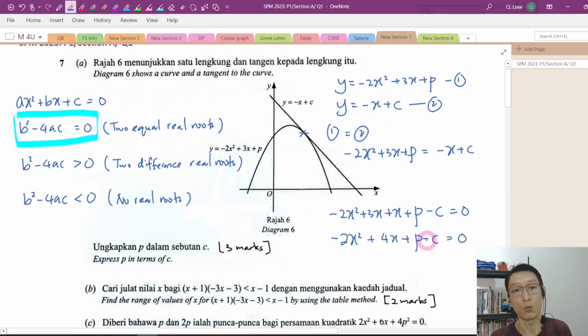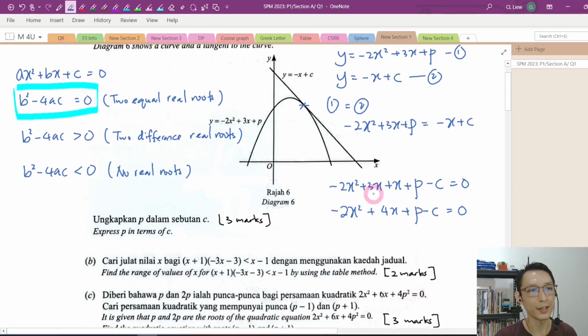So if we want to find the intersection point, then we need to solve this quadratic equation. But here the question is not asking about the intersection point. The question only wants us to express p in terms of c. So even though we haven't solved this quadratic equation, we know that we will only get one value of x. Why? Because this is a tangent to this curve at this point. There's only one intersection point, right? That's why I can use b squared minus 4ac equals 0 to help me to get the answer for part A.